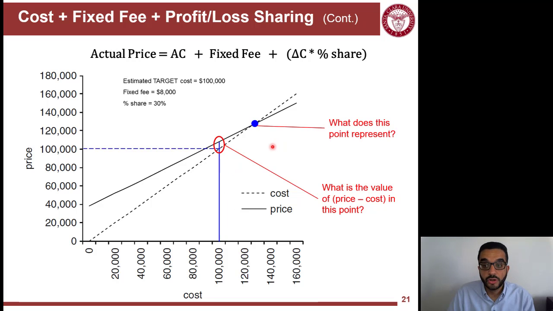And also, what would be this point? This is the intersection between the price and cost. This is the break-even point. This is where the contractor will have no return on cost. The payments will exactly equal what the project actually costs the contractor. But how to find this point? That's an algebra kind of problem, but we will find out how to do that.